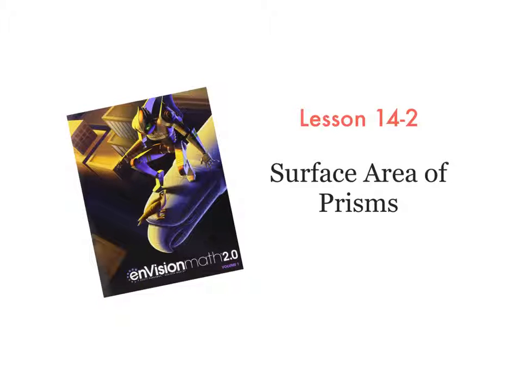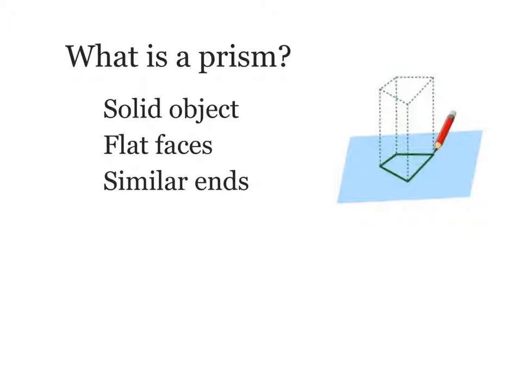We need to know how to find surface area of prisms, but before we do that, we need to make sure that we know what a prism is. A prism is a three-dimensional shape. It's a solid object that has flat faces and similar ends or bases. So: solid object, flat faces, similar bases.